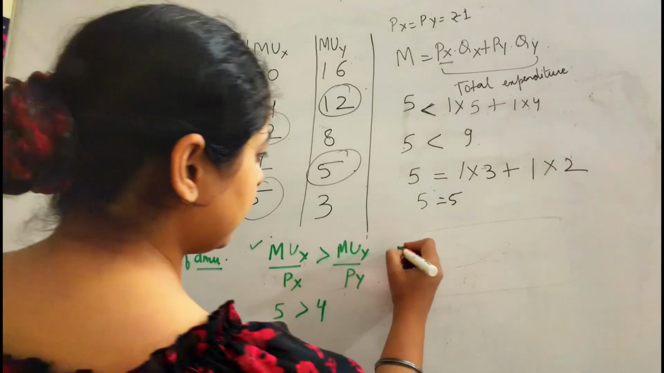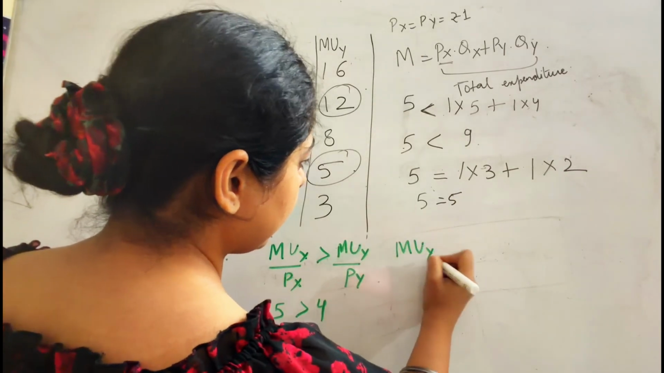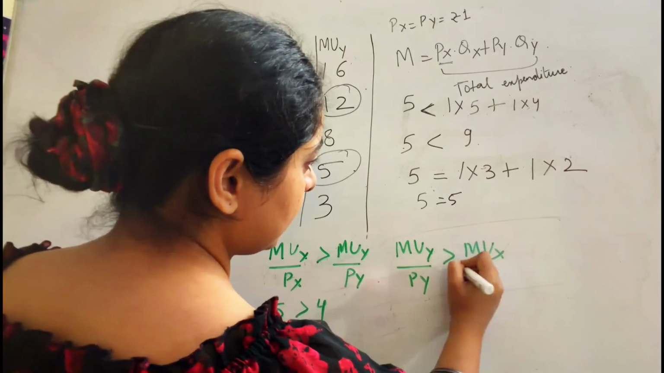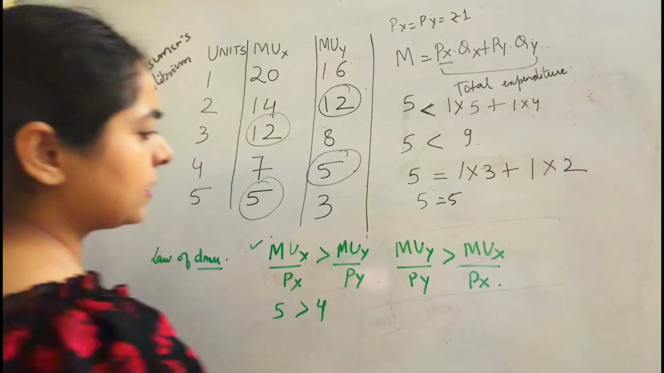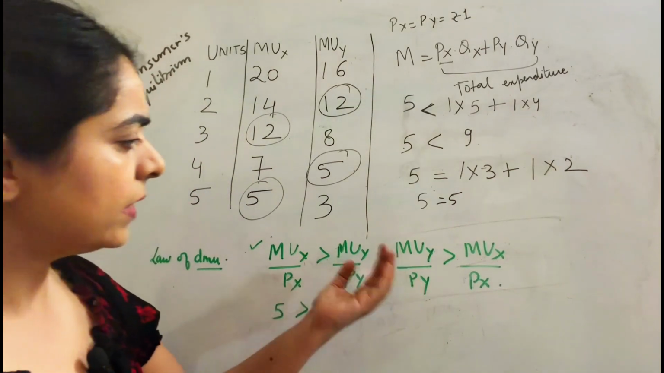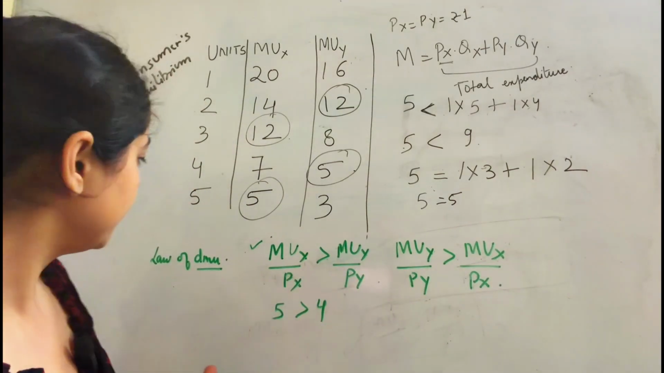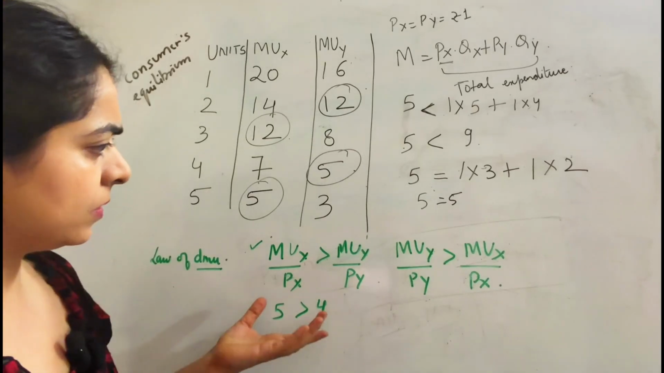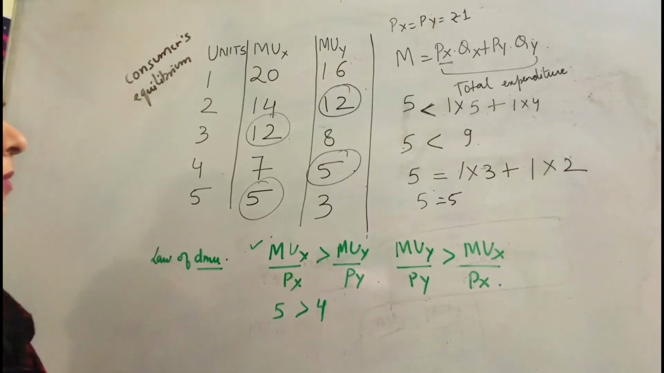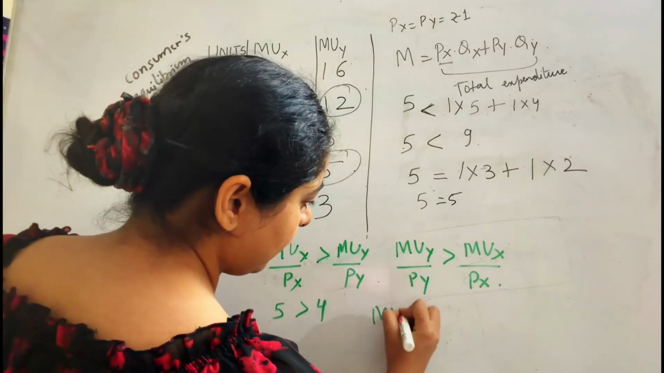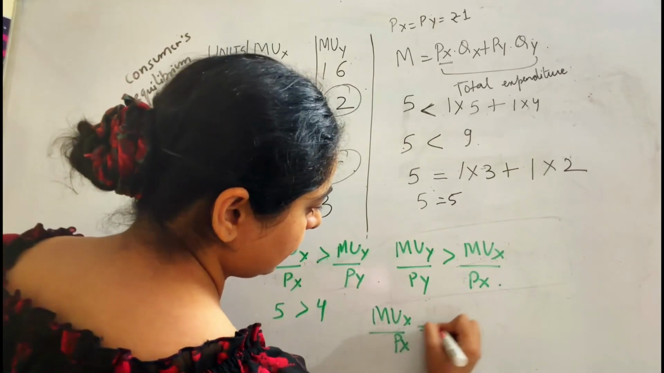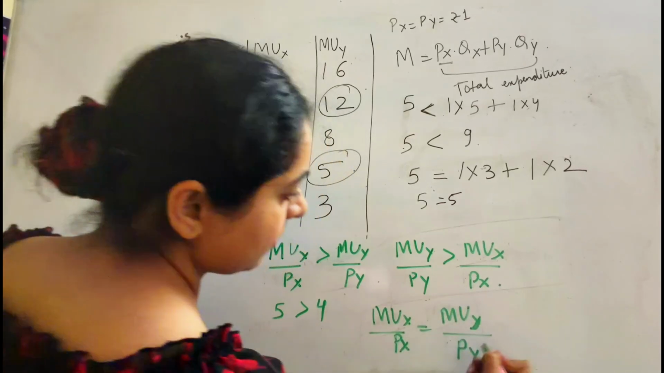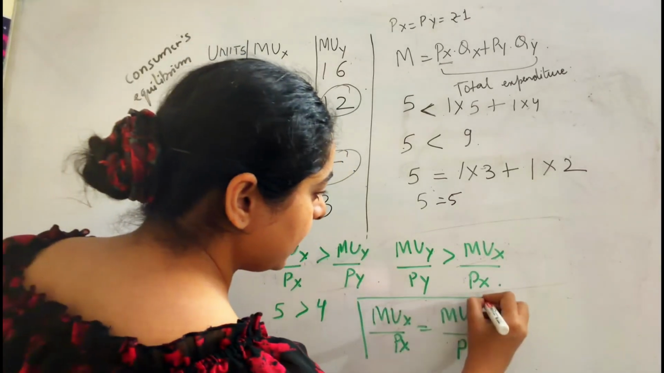Similarly, if the ratio of MUY upon PY is greater than MUX upon PX, in this case he will increase consumption of good Y so that the marginal utility derived from good Y should fall, and again he can be in the equilibrium position where MUX upon PX is equal to MUY upon PY, so that the consumer can be in equilibrium.